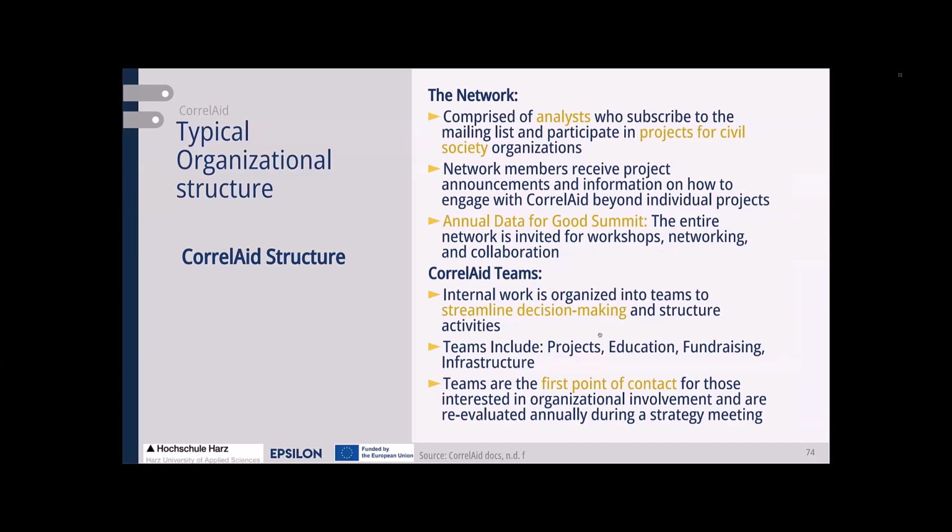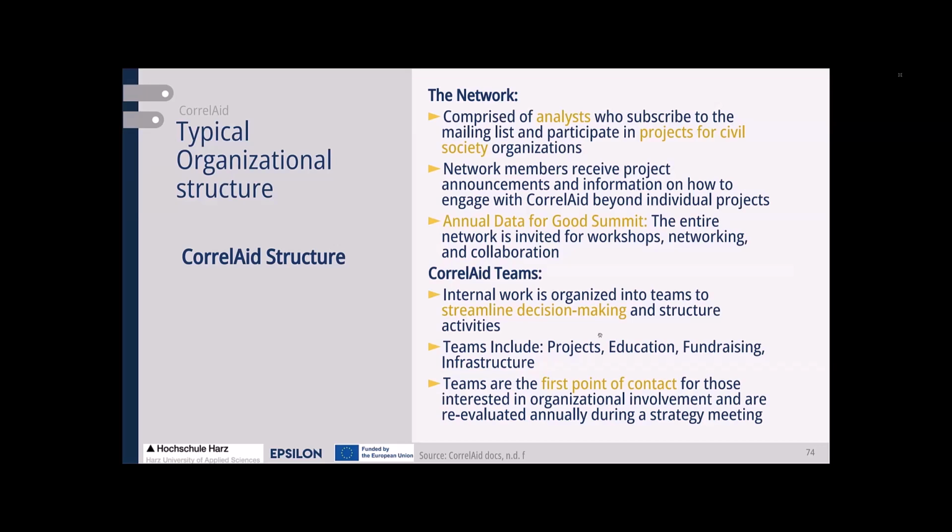So the network itself has the goal that they project for civil societies and organizations. That means network members receive project announcements altogether and the information on how to engage with CorrelAid. Then there is an annual Data for Good summit. That means the entire network is invited for workshops, networking, and collaborations. This is how the network itself works.